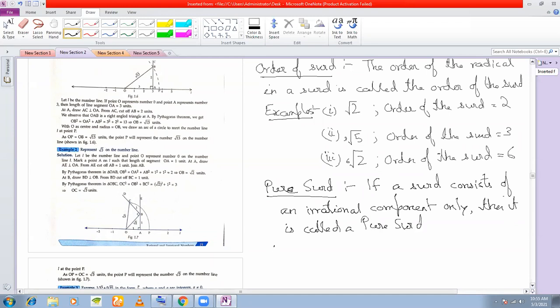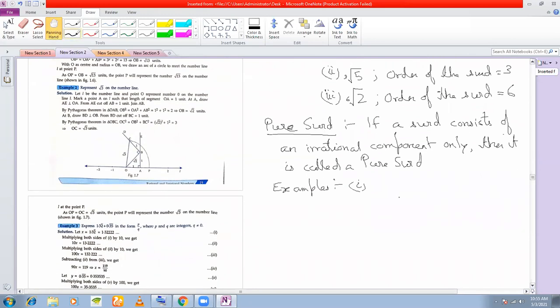Examples. Consider root 3. This is a pure surd because you only have a square root here. Root 3 is a pure surd. Cube root of 2 is a pure surd because you only have cube root. You do not have any other number attached to cube root of 2.